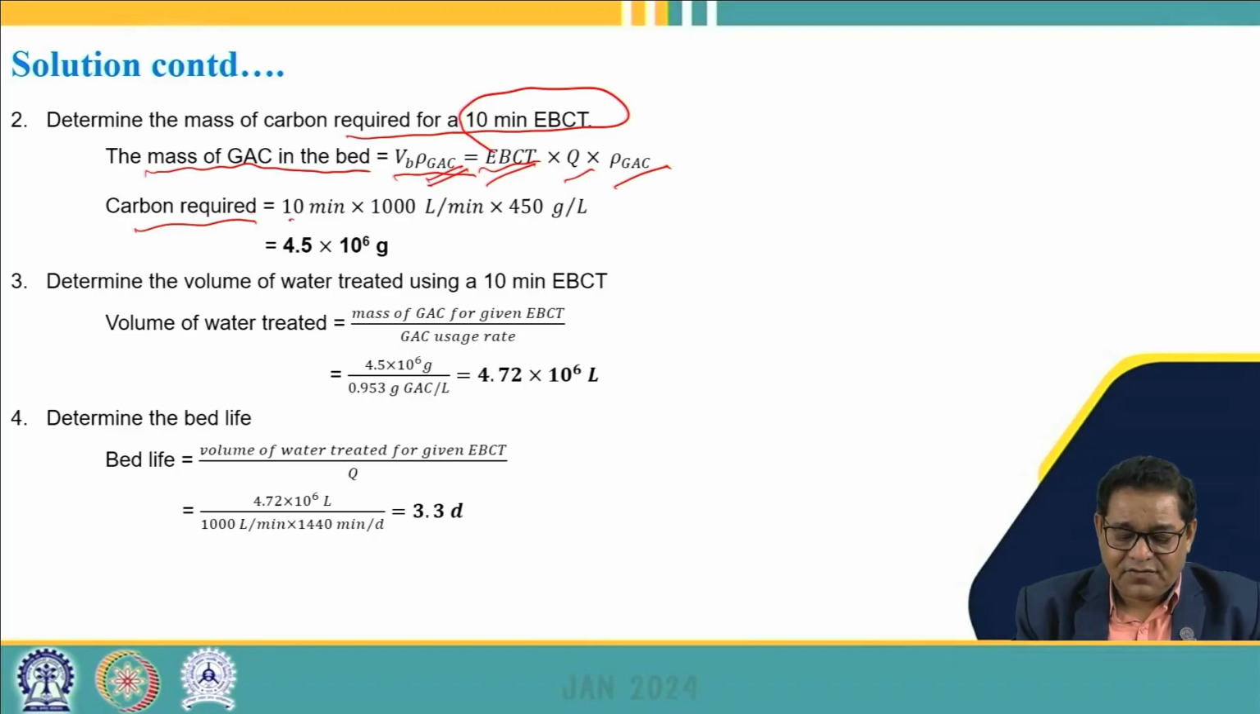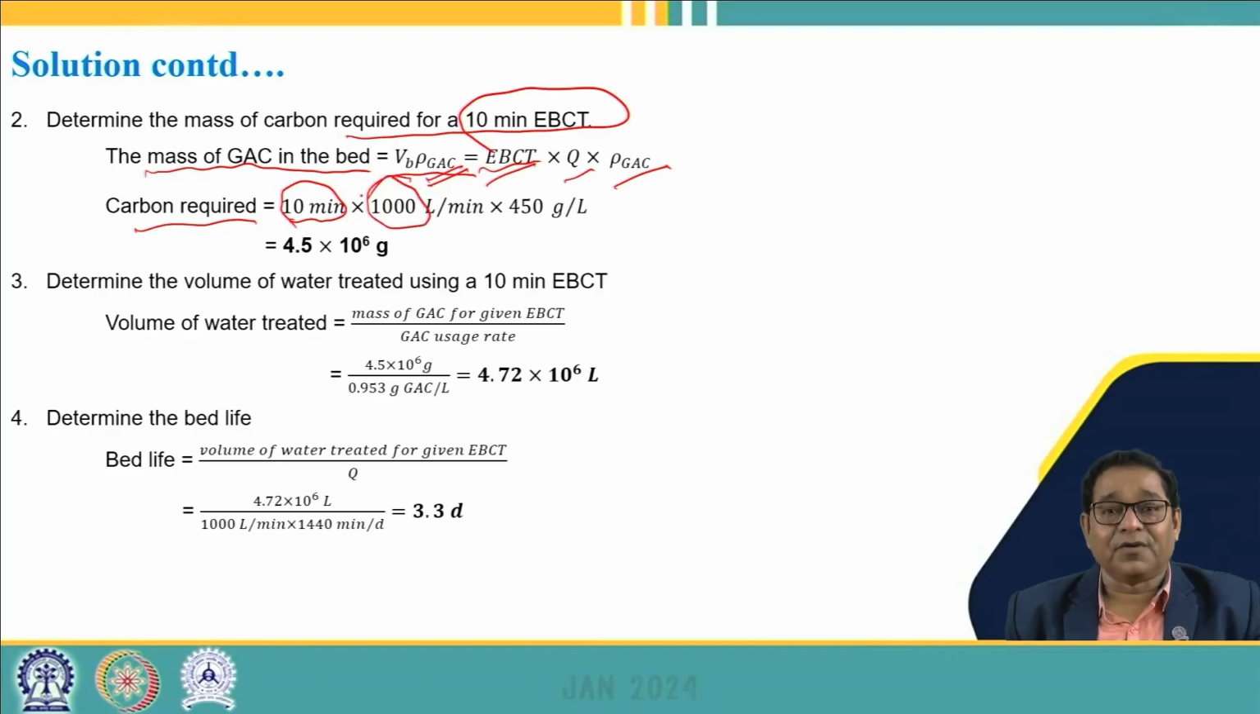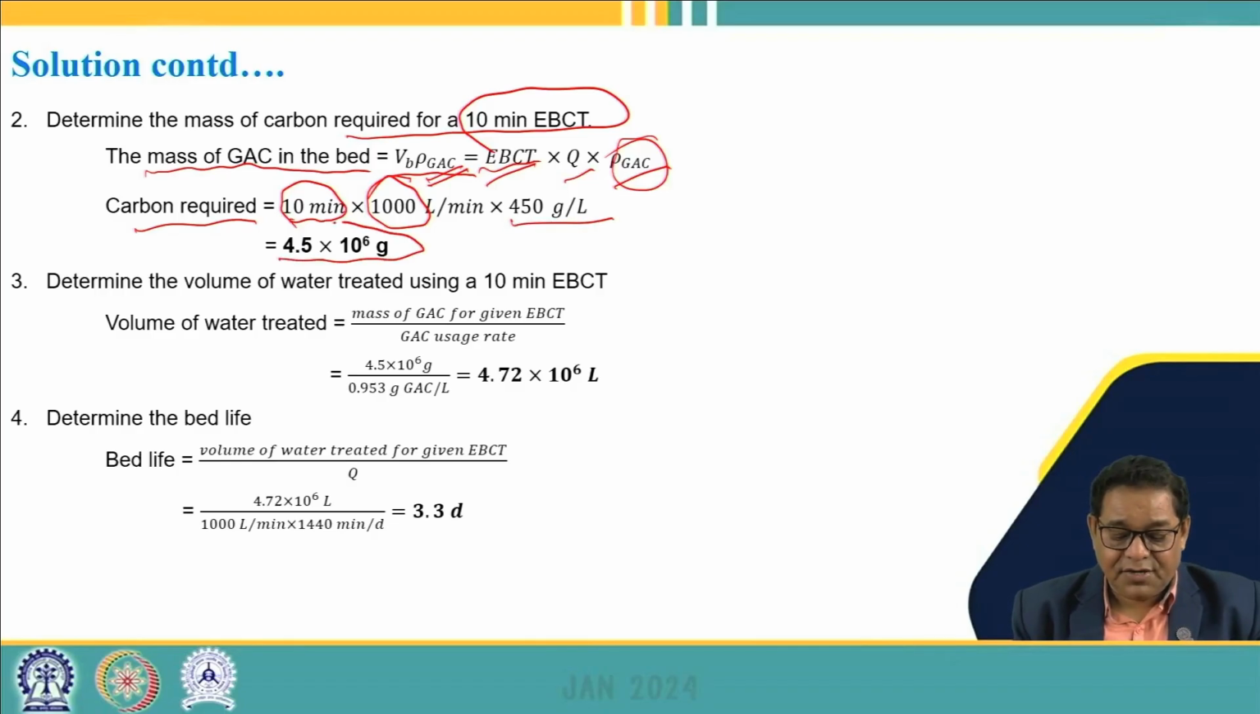So here EBCT time is 10 minutes, Q is 1000 liter per minute, and this is the density of the granular activated carbon, which is equal to 450 gram per liter. After calculating, we will get this much dose of granular activated carbon is required.